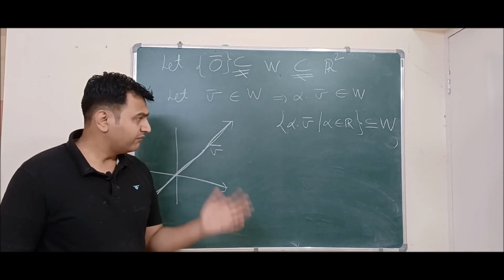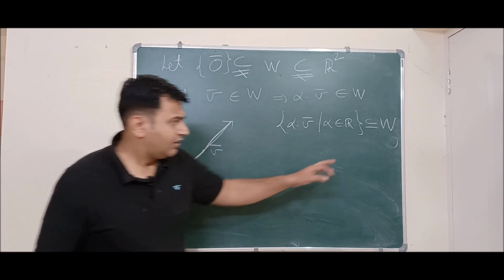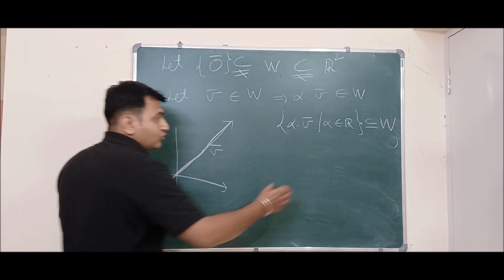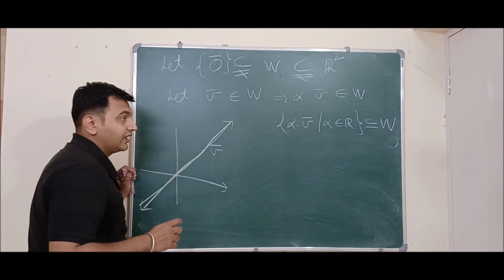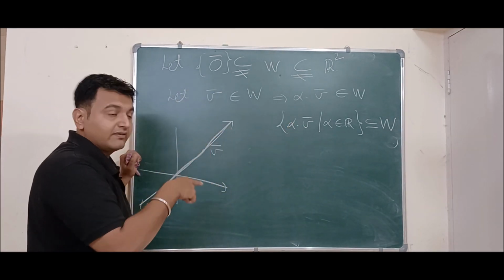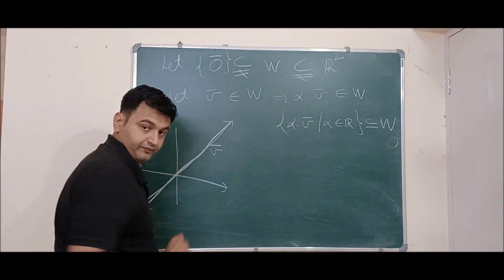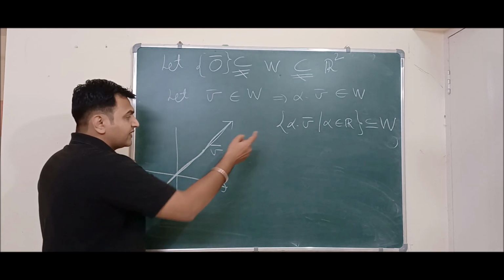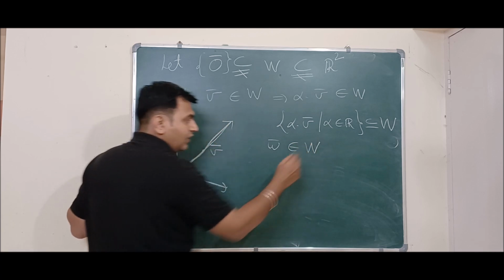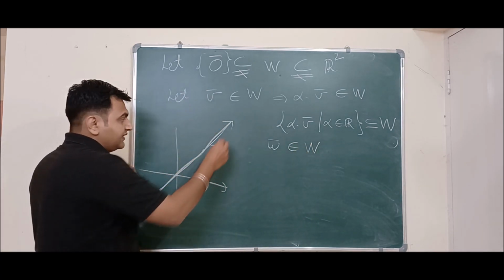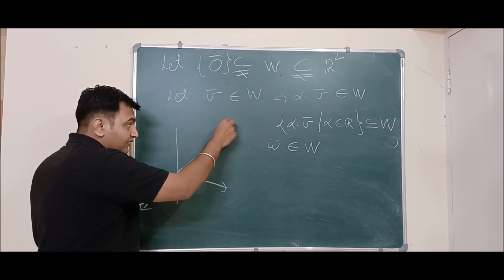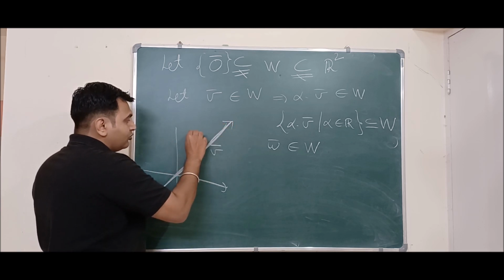That is one way. But if you don't want to go by dimension, here is another way one can prove it. What I want to show is that these two are equal. Now see, we will show that W doesn't contain any other vector other than this form. Why so? Suppose W contains a vector, say w bar, which is not a multiple of v bar. Not a multiple of v bar means what? It will not lie on this line. That means your w bar is somewhere here.